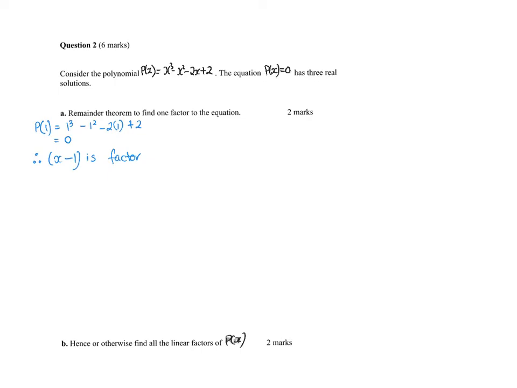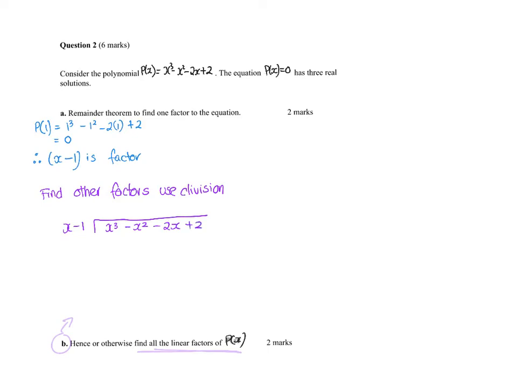Okay, and then down here, find all linear factors. So I'm going to do that up here. Yeah, so we're going to find all the linear factors. So if you remember, to find the other factors, we do the division. Do you remember that? Used division. So what we're going to have is x minus 1 into x cubed minus x squared minus 2x plus 2. All right, it's going to get a little bit yucky here, but anyway, we'll work it out.